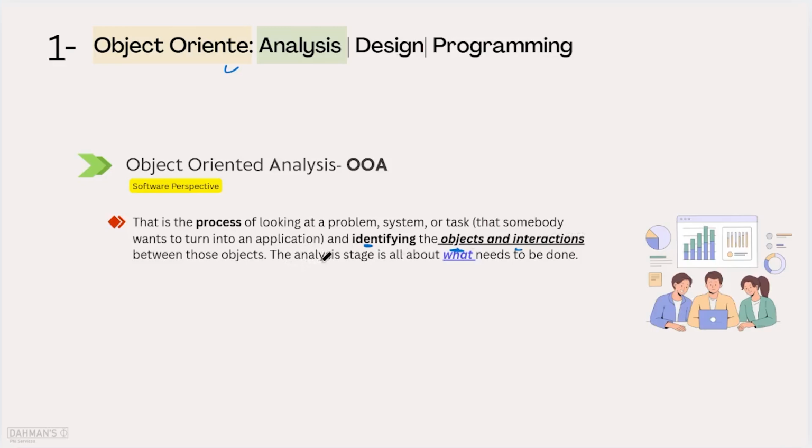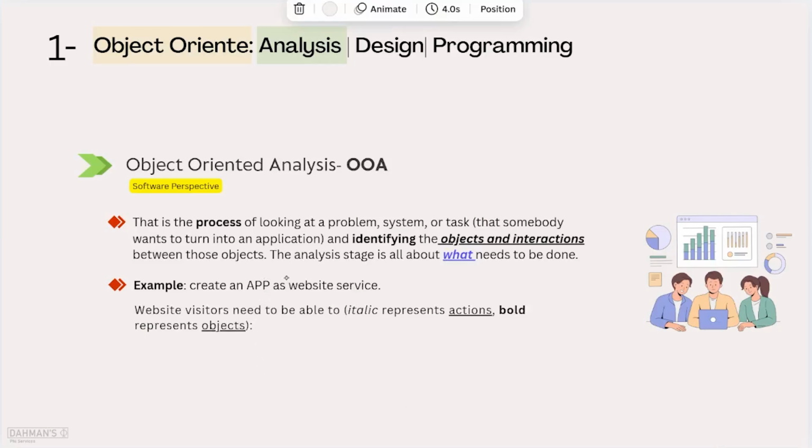And here is a very important thing to observe in this stage of analysis when it comes to object-oriented: it's all about what needs to be done. Let me give you an example. Let's say you are requested to create an app as a website service for any reason, it doesn't really matter. When you want to do analysis on this particular problem to create the solution you desire, you are going to come up with certain kinds of sentences or statements as you go along the line.